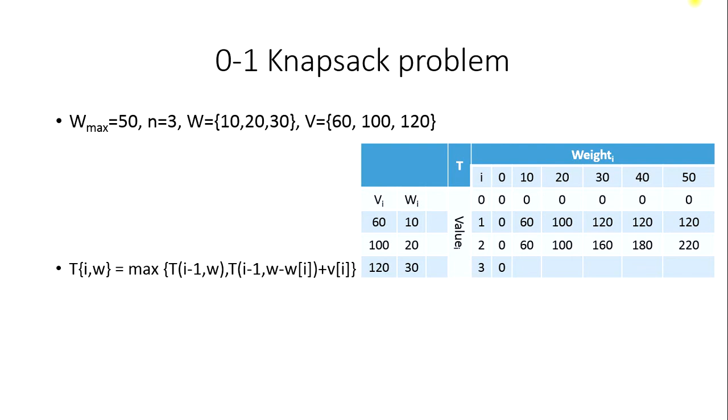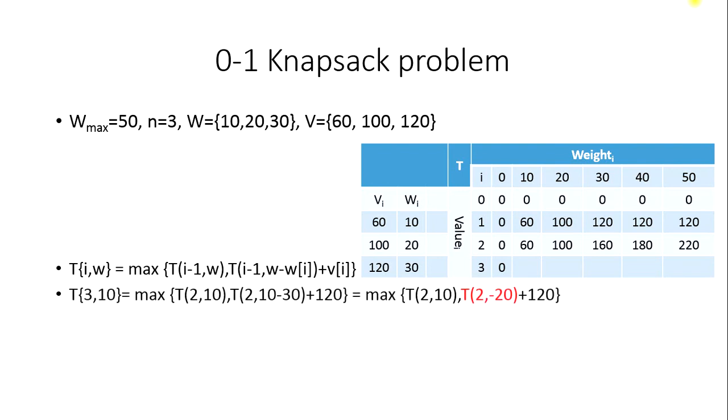Let's fill our last row using this formula. So I is equal to 3 and the column value is 10, 3 comma 10. What will be the value of 3 comma 10? We can find out from the formula. We place the values. I minus 1 is 2, W is 10, that is the first argument. Second argument is I minus 1 is 2, W minus Wi is 10 minus 30, which is equal to minus 20, and Vi is equal to 120.